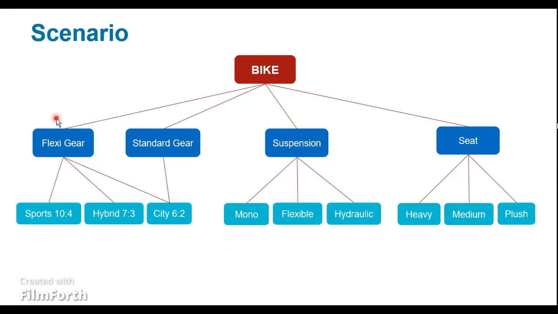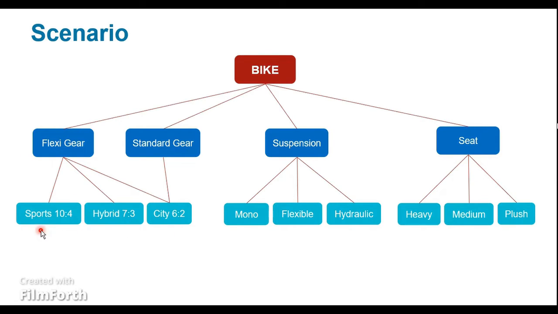The first one is the model of the bike. Should it be a flexi gear or a standard gear? And then the suspension, and then the saddle or seat. Under the flexi gear, let's say the customer has selected flexi gear. Under flexi gear, I have provided again 3 more options.